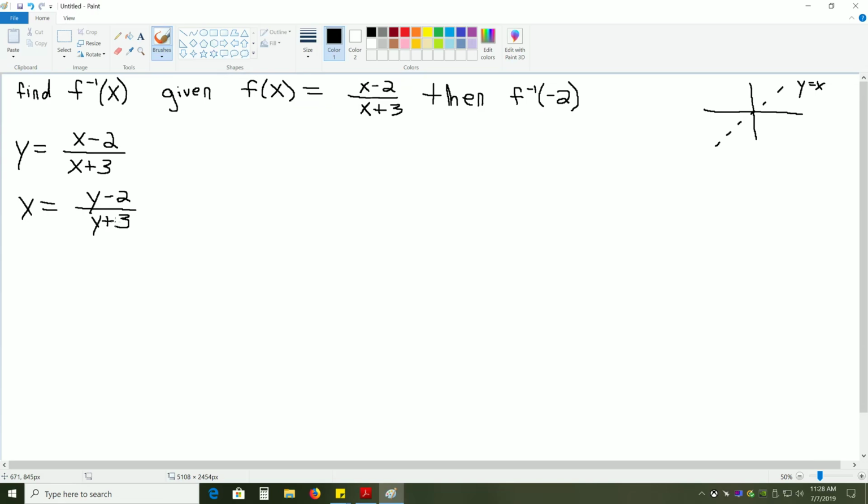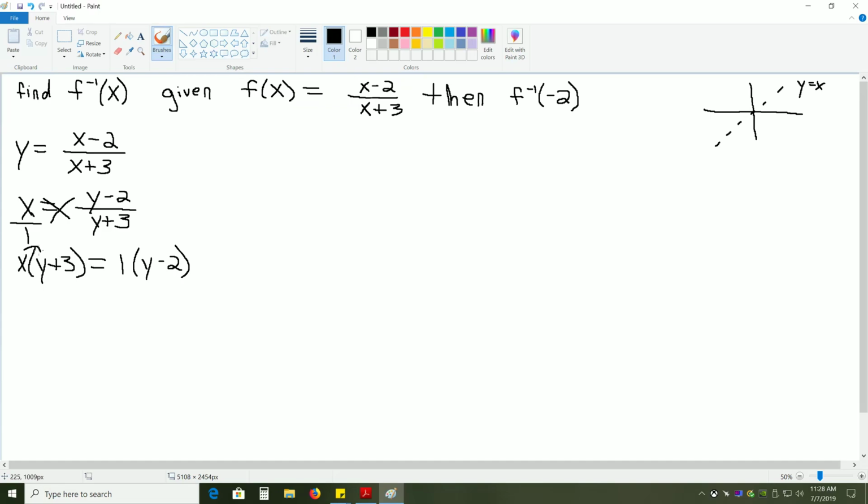And now if we can solve for y alone, that will give us f inverse of x. So in order to get y alone, the first thing that we're going to do is rewrite this x as x over 1. And we're going to do that because now we have two fractions equal to one another, which allows us to cross multiply. So that gives us x times (y plus 3) equals 1 times (y minus 2).